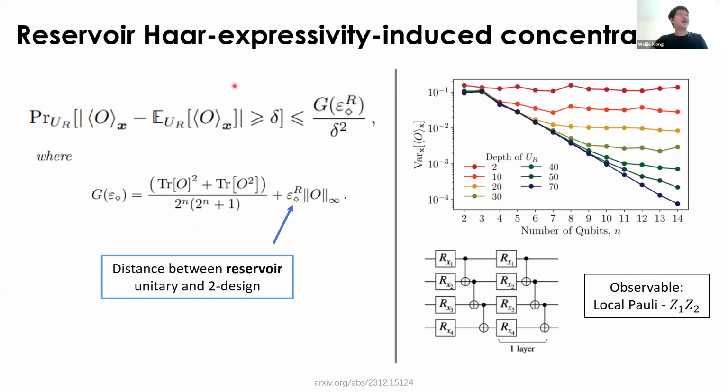So for the reservoir expressivity induced concentration, the analytics is pretty similar to the previous source of concentration. It's still a diamond norm, measuring the distance between the reservoir unitary here and the 2-design. And the numerics basically follows the same setting.